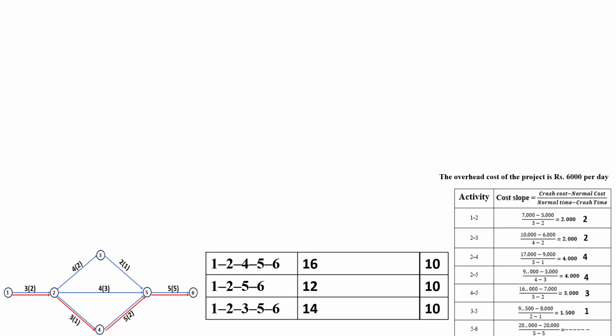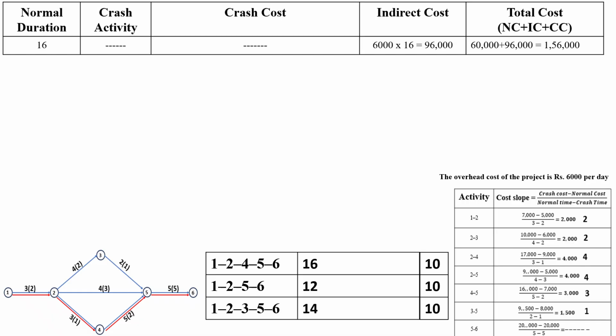So next we have to start the crashing. Before starting the crashing, draw the tabular column like this. The first column represents the normal duration. The next column is the crashing of the activity, and the next column is the crashing cost. The next column is indirect cost, which is equal to the overhead cost times the number of days. And the last column is the total cost, which is the normal cost plus indirect cost plus crashing cost.